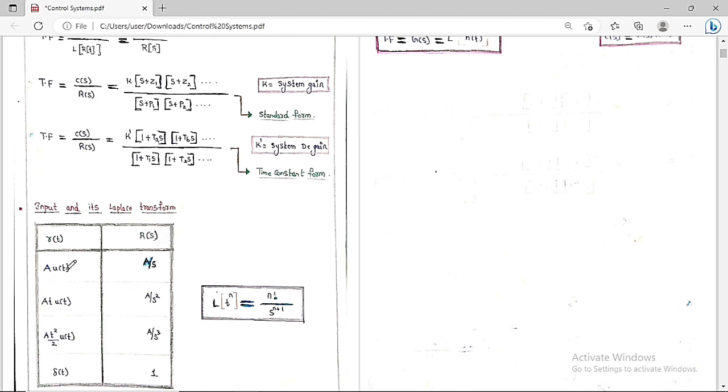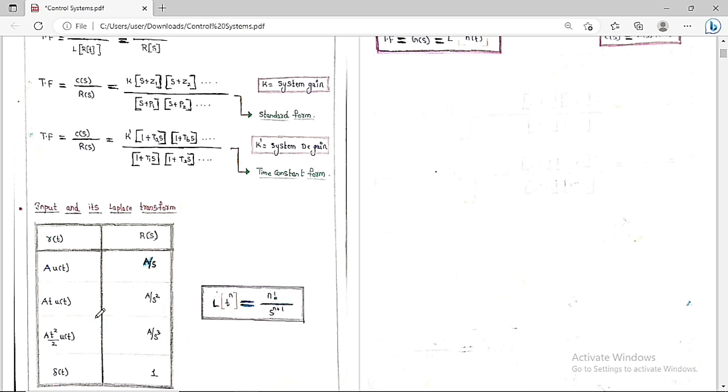A·u(t) is called the step signal, and its Laplace transform is A/s. A·t·u(t) is a ramp signal, and its Laplace transform is A/s². And (A/2)·t²·u(t) is the parabolic signal, and its Laplace transform is A/s³. And δ(t) is the unit impulse signal, and its Laplace transform is 1. Always remember that the Laplace transform of tⁿ is n!/s^(n+1).